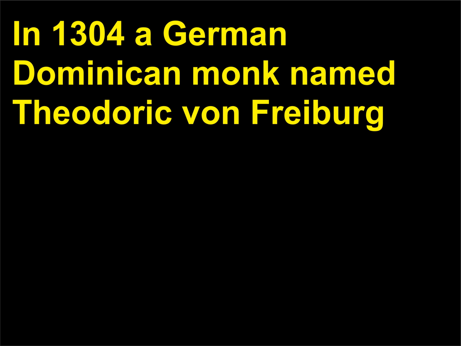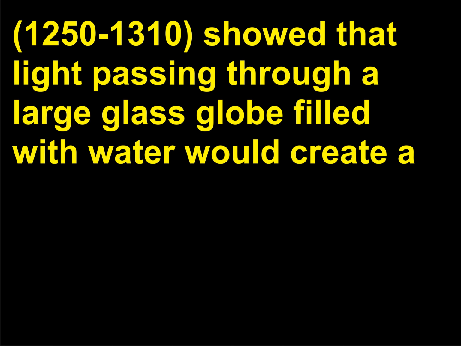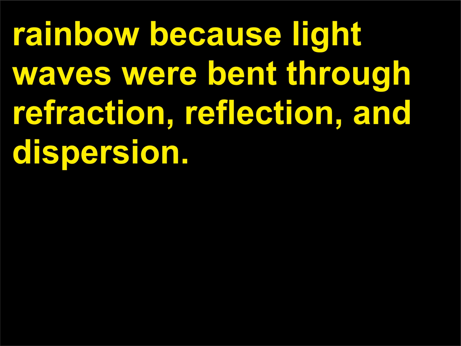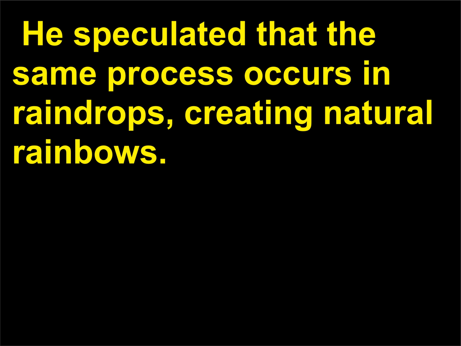In 1304, a German Dominican monk named Theodoric von Freiburg, 1250 to 1310, showed that light passing through a large glass globe filled with water would create a rainbow because light waves were bent through refraction, reflection, and dispersion. He speculated that the same process occurs in raindrops, creating natural rainbows.